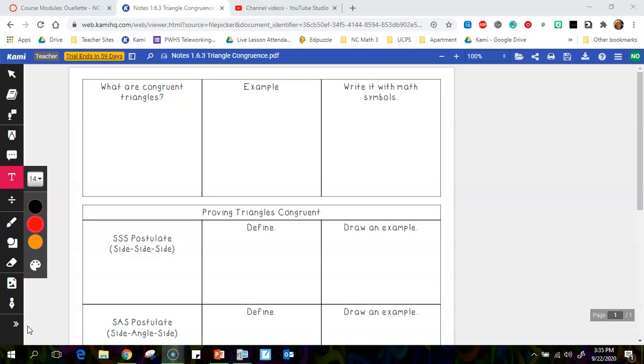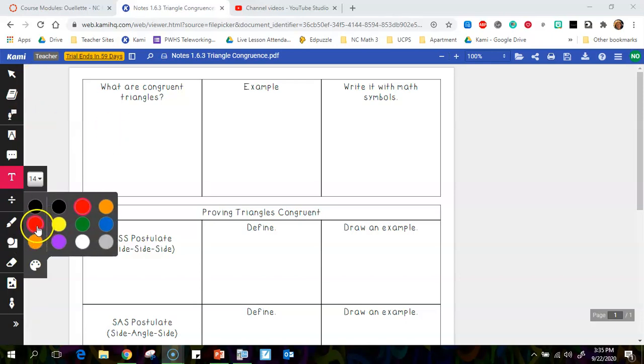So we're talking about congruent triangles, triangles that are the same shape and the same size. We could have triangles that are the same shape but different sizes. Those are called similar triangles. If they're congruent, though, they have to be the same shape and the same size. So what are congruent triangles?